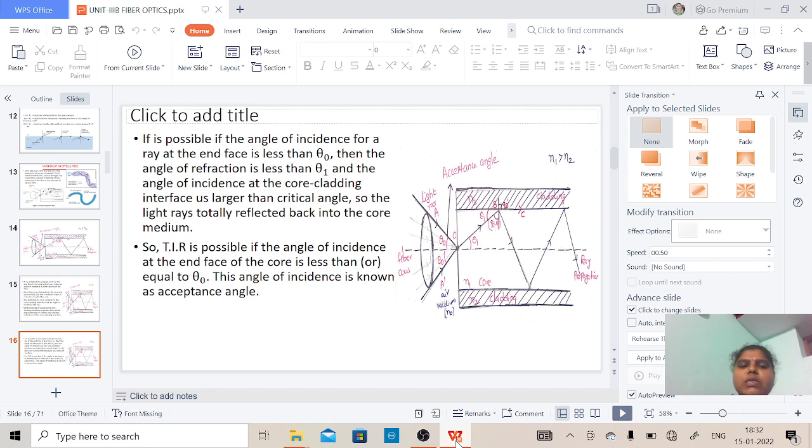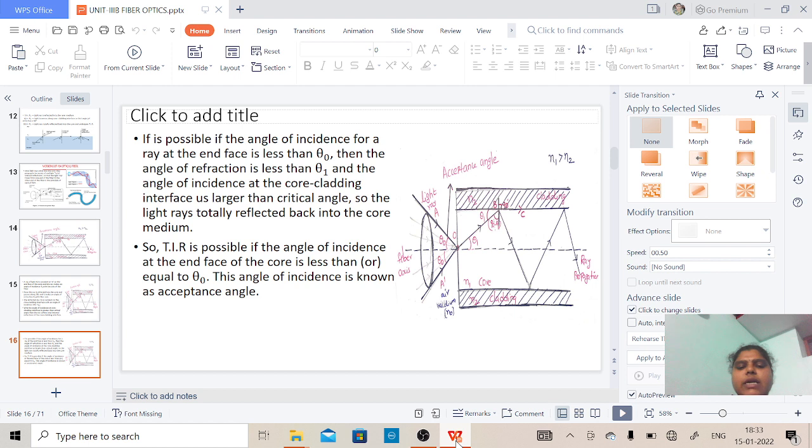Whenever the angle of incidence at the end face is less than theta naught, the angle of refraction is less than theta 1 and the angle of incidence at the core-cladding interface is larger than the critical angle, so it is totally reflected inside the core medium. So total internal reflection is possible if the angle of incidence at the end face of the fiber is less than or equal to theta naught.